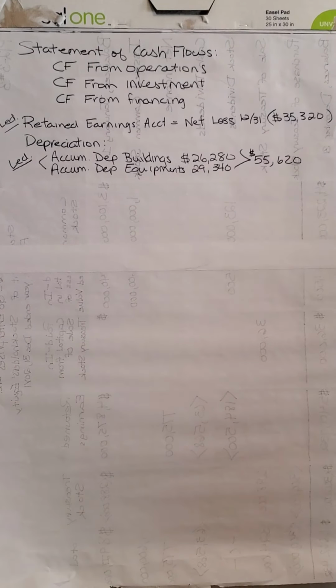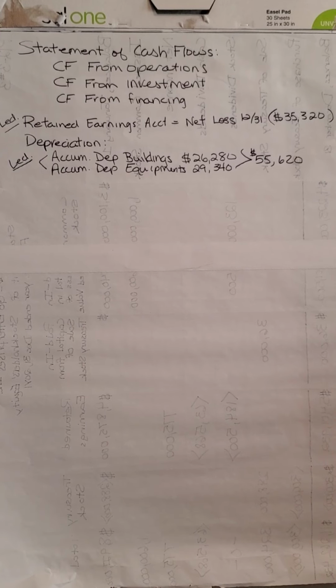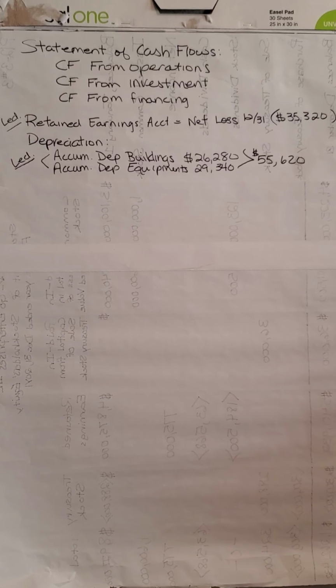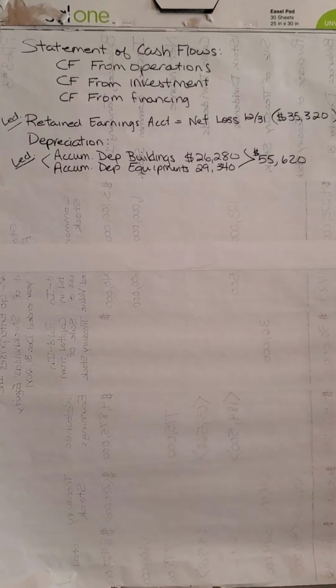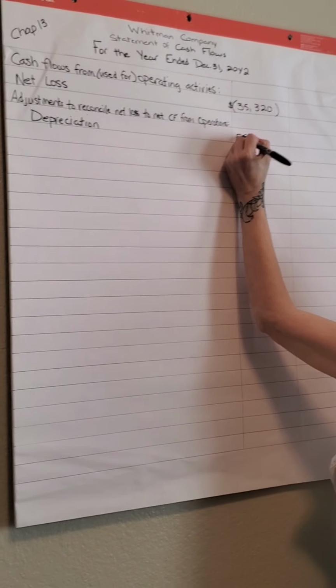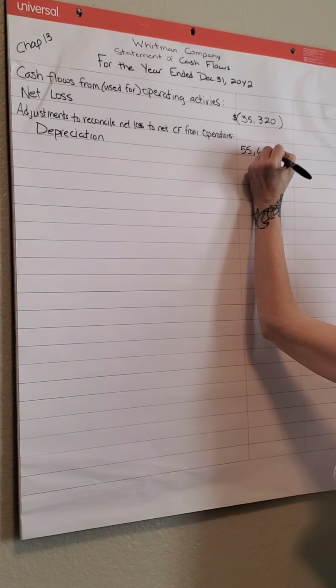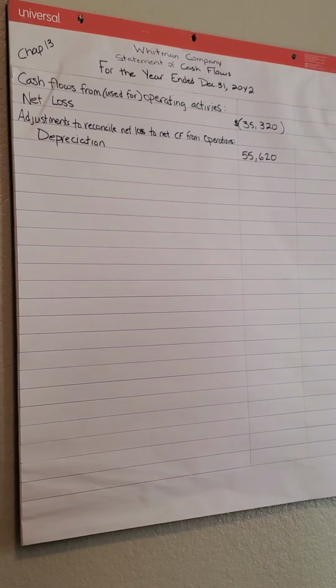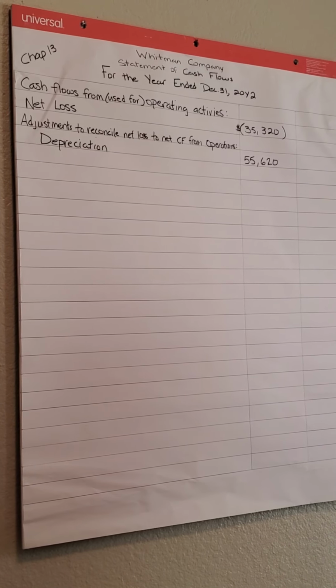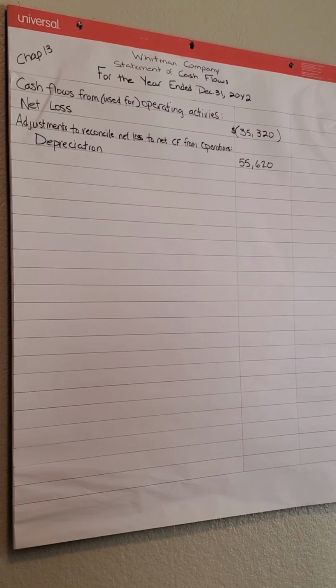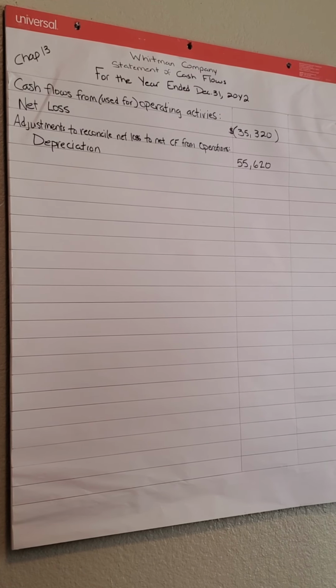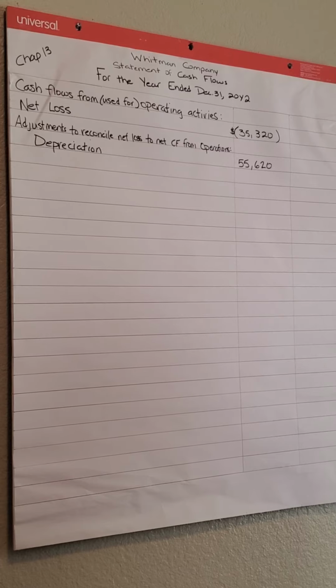So now I'm going to add that non-cash expense back in. So I'm going to put that into our statement of cash flows as a positive amount. So that's $55,620. So I'm going to add that back in. The next thing I'm going to look at to take into account and add back in is a loss on the sale of land.